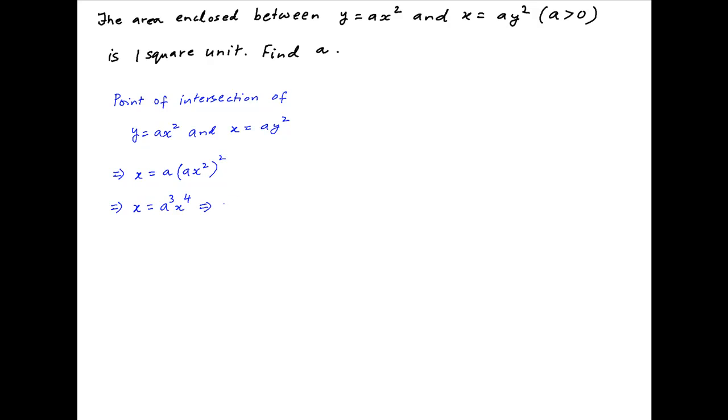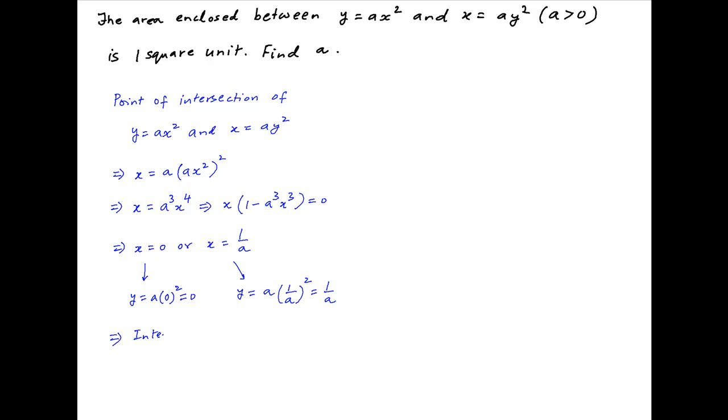Moving all terms to the left hand side and taking x common, we get x(1 − a³x³) = 0, which implies that x = 0 or x = 1/a. When x = 0, the value of y obtained from the equation y = ax² is 0. And similarly, when x = 1/a, the value of y is 1/a. Therefore, the points of intersection of the two parabolas are (0, 0) and (1/a, 1/a).